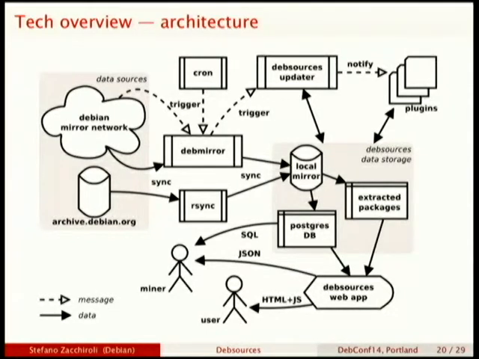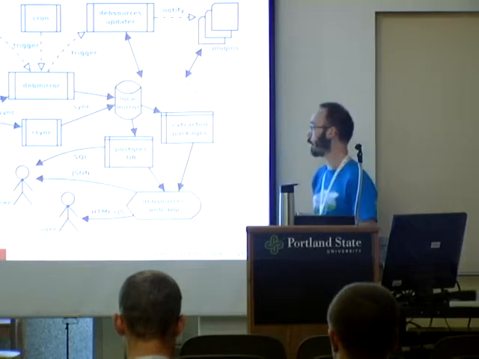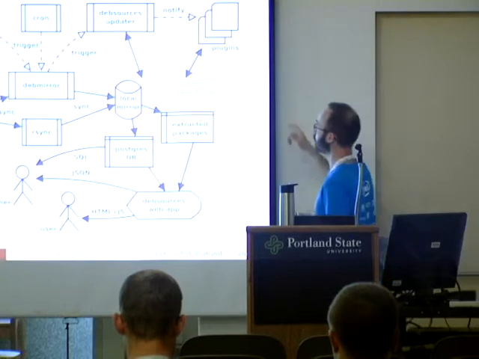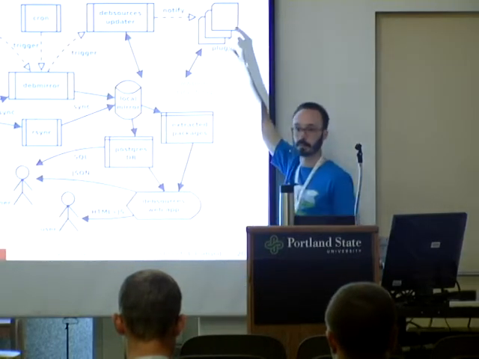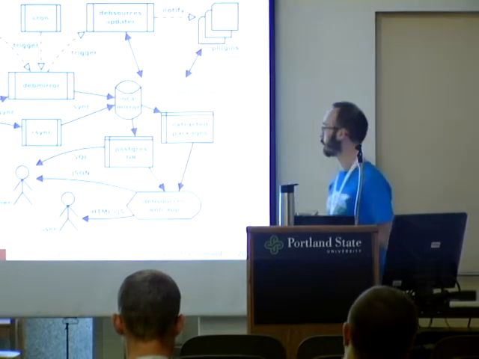Essentially, we have two kinds of triggers that will trigger an update run. It's either cron, if you have not connected your Debsources instance to the Debian mirror, or if you have done that, you will have the mirror itself trigger an update. Okay? The Debsources updater then goes on. Essentially, what it does first, it will update the mirrors. It will extract the package and metadata from them, filling a database. Okay? And then it will run several plugins that are in charge of doing all sorts of indexing on the source code which has just been extracted.